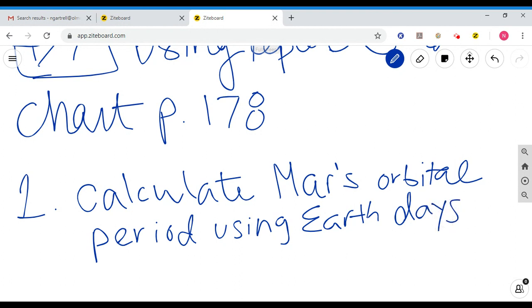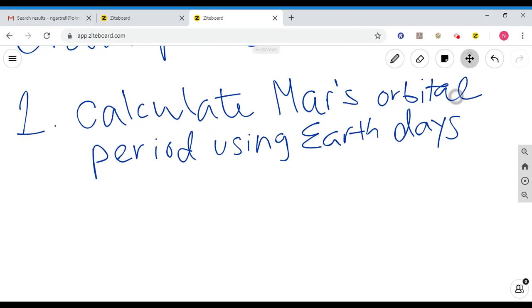All right, so calculate Mars's orbital period using Earth days. When you do these videos, you can pause them at any time to keep up. Sometimes I'll pause and wait for you. Sometimes you're going to have to pause the video on your own. Using these problems, the 5-step problem-solving method comes in pretty handy.